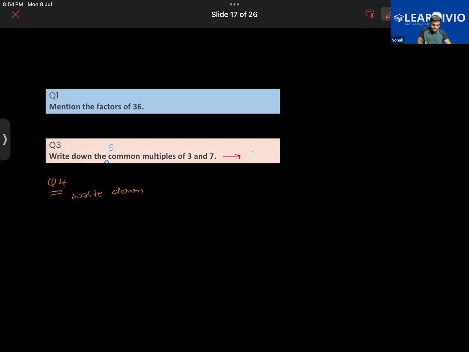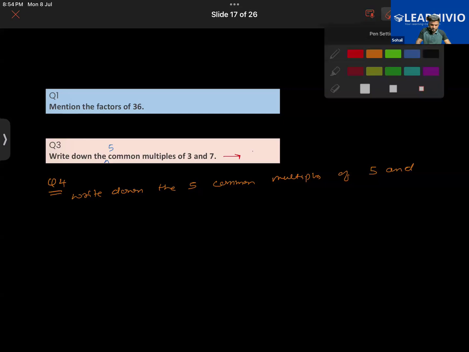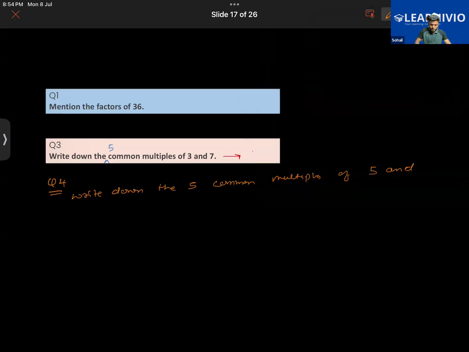Now, Habib, you write down the 5 common multiples of 5 and 15. This is the same question we did before. The same thing has to be done here. Nothing different.